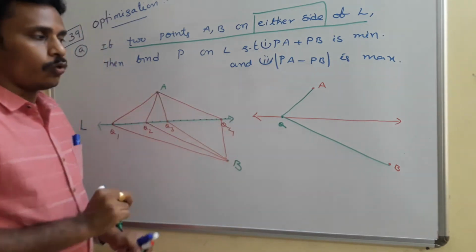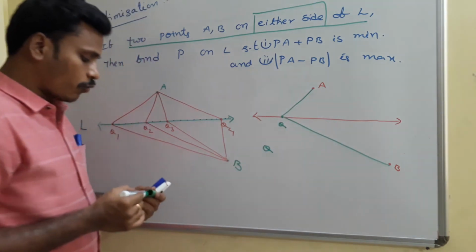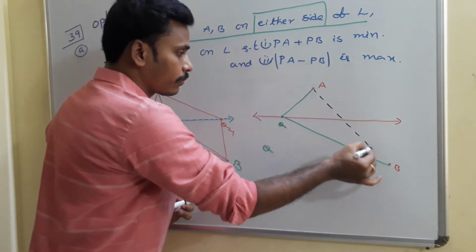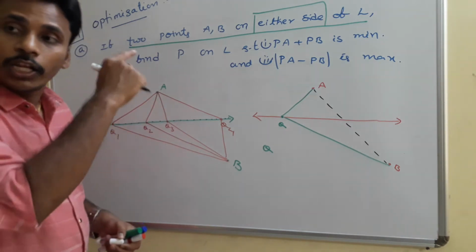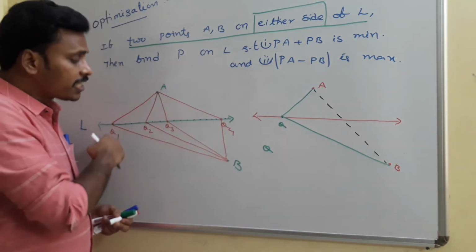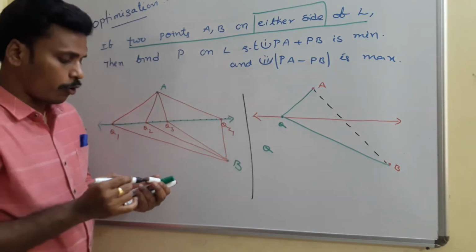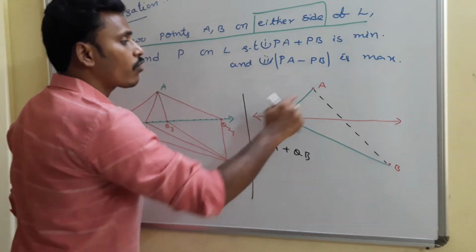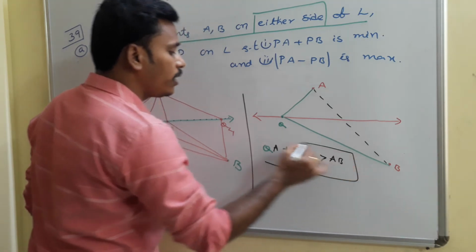If you join Q to A and Q to B, and also join A and B, you get a triangle. In each and every case you will get a triangle. Q1AB is one triangle, Q2AB is another triangle, Q3AB is another triangle. So instead of discussing all those points, you just discuss some Q, the same situation. It forms a triangle, and here QA is one side, QB is one side. The sum of two sides is greater than the third side AB. QA plus QB is greater than AB.